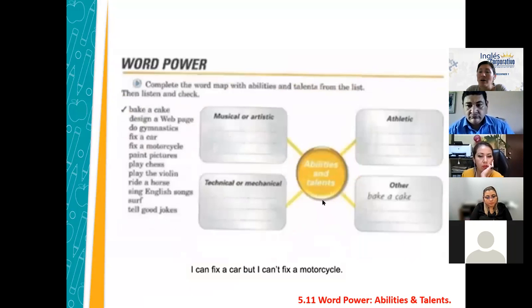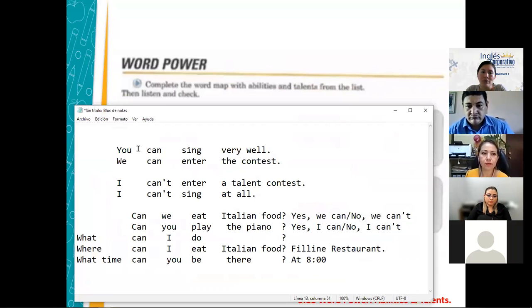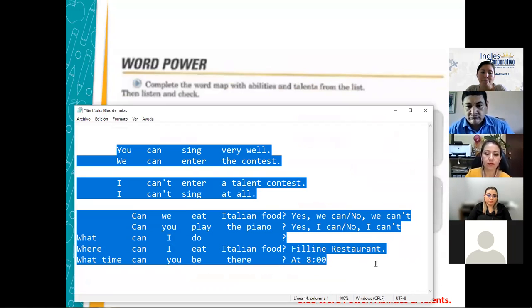So there you have abilities and talents, right? You have musical or artistic. You have athletic, technical, or mechanical. But I am not one of those, by the way. And then other, okay? So there you have a list. Y pues si no ven la lista, pues lo voy a pasar. Pero ustedes lo ordenan, ¿verdad? Ven el video nuevamente y se lo ordenan así, hacia apunte.